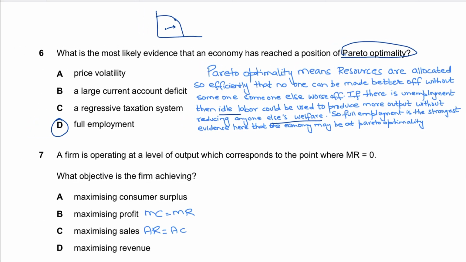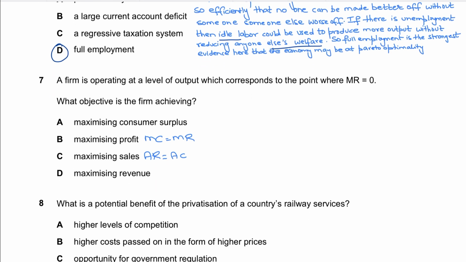Question number 7, again a repeated question. Usually in these sorts of MCQs, one question you will always find is on objectives of the firms. The firm is operating at a level of output which corresponds to the point where MR is 0. So MR 0, you know what marginal revenue is. It shows the addition to total revenue from selling one more unit, right? So when MR is positive, producing more would increase total revenue. And when MR is negative, producing more would reduce total revenue.